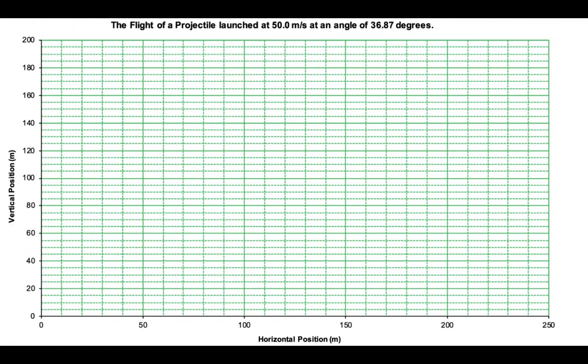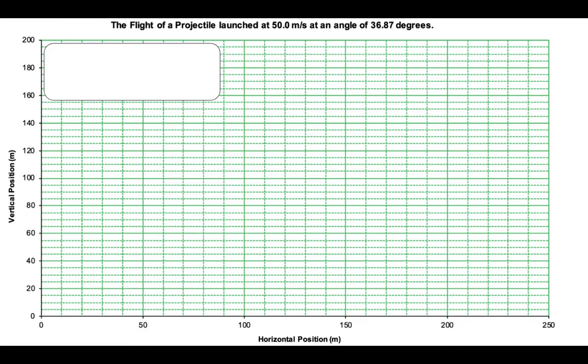So the thought experiment I want to do is just take a quick look at what happens if we launch a projectile at 50 meters per second at an angle of 36.87 degrees. So we're going to launch the projectile kind of like this. Okay? So what we're going to do is figure out how fast it's moving in the x and the y direction initially. So the initial velocity in the x direction is v0 cosine theta. You put in 50 times the cosine of 36.87 and you get 40 meters per second.